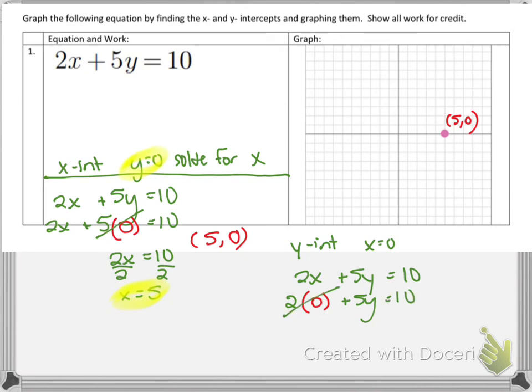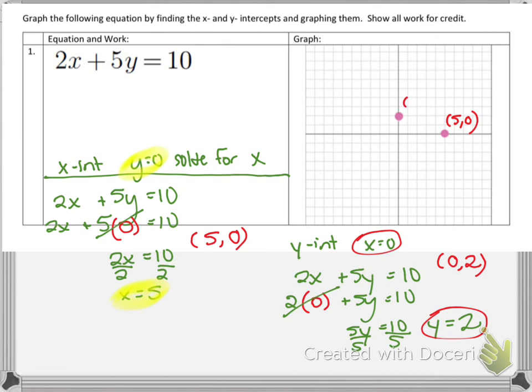Well, 2 times 0 is just 0. So I end up with 5y equals 10. Divide both sides by 5, and I find out that y equals 2. But again, remember, that's just half of the picture. The whole picture is my x variable and my y variable put together into an ordered pair. So the ordered pair for the y-intercept is 0, 2. That's located right here, and we can label it right there. Now I can draw a line through these 2 points.